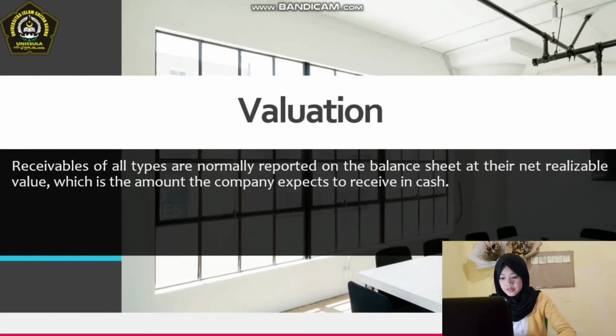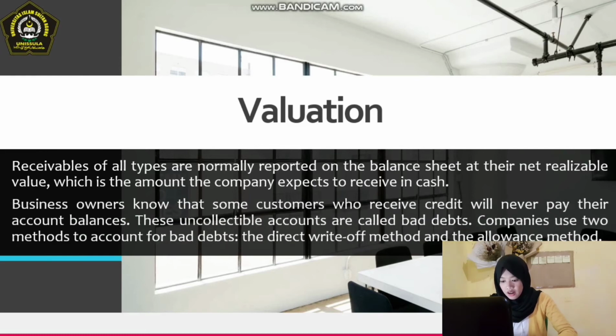Valuation. Receivables of all types are normally reported on the balance sheets at their net realizable value, which is the amount the company expects to receive in cash. Business owners know that some customers who receive credit will never pay their account balance. These uncollectible accounts are called bad debts. Companies use two methods to account for bad debts: the direct write-off method and the allowance method.